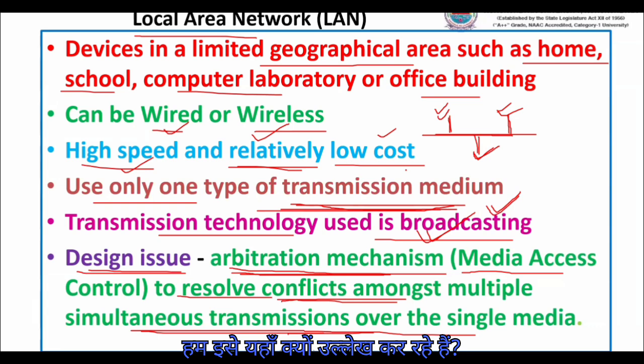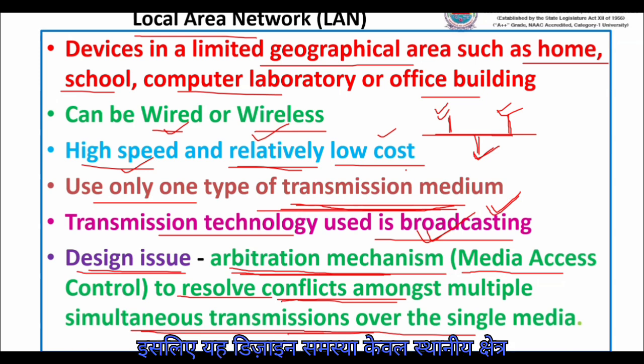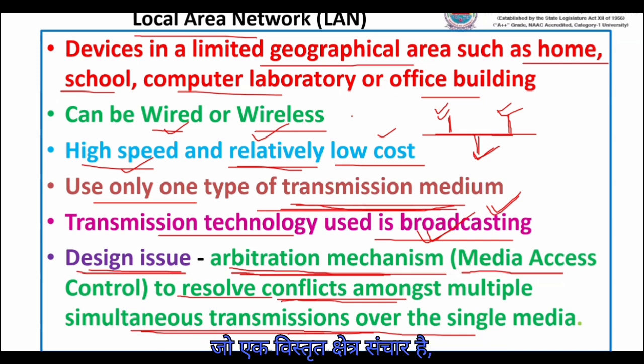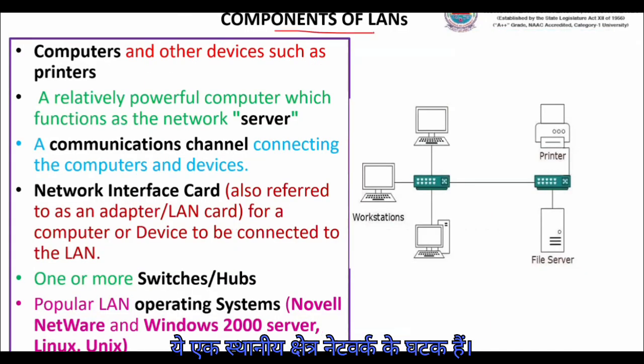So this is one of the pertinent design issues. Why are we mentioning it over here? Because local area networks are based on broadcast technology. So this design issue will be applicable to local area networks only. But when we talk about wireless communication in a wide area network through satellites, that is a wide area communication over a wider area. There also we make use of arbitration mechanisms. So I'll talk about that later on.